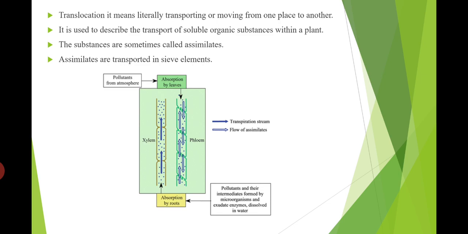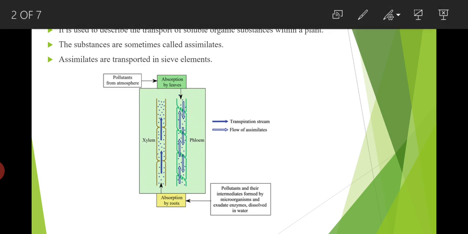So you can see in the picture the direction in which the assimilates move or are transported. This is done with the help of xylem and phloem vessels, and the movement of the assimilates is done in two directions, for example from the leaves down to the roots, or in the opposite direction from the roots to the leaves.